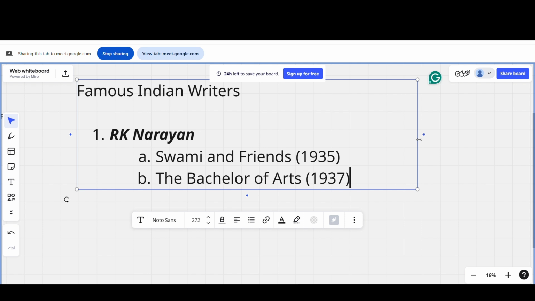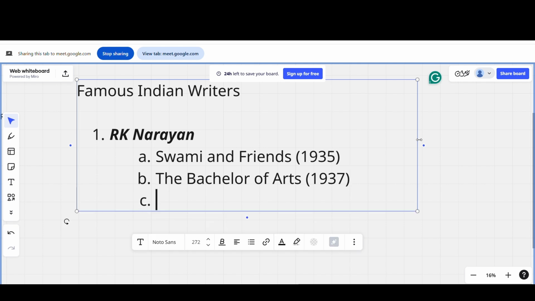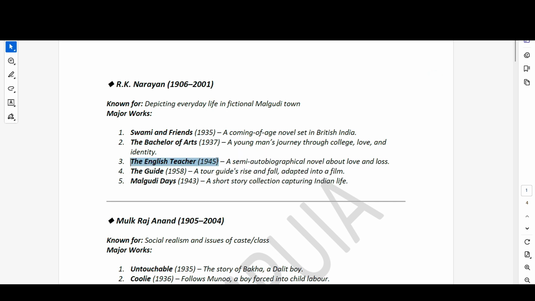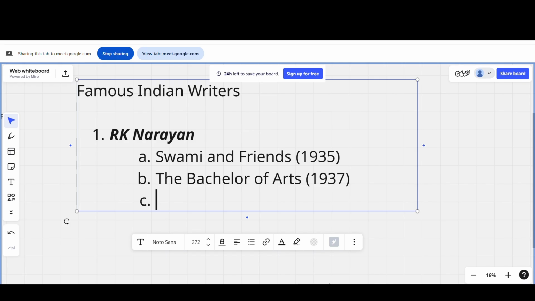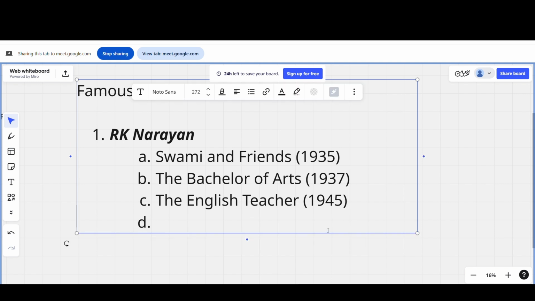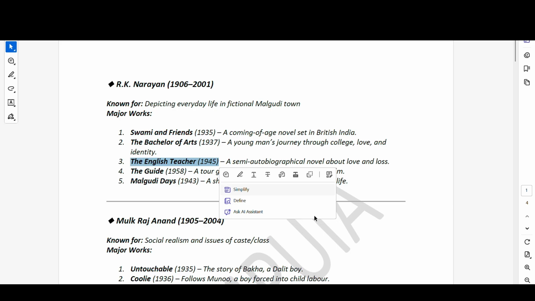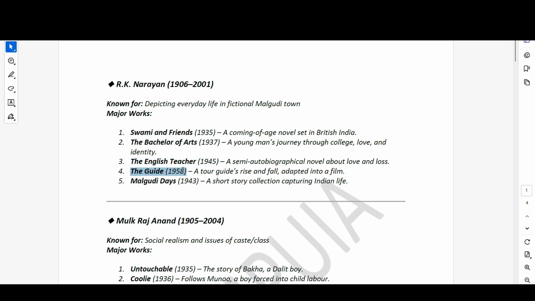Second is The Bachelor of Arts, 1937. Next is The English Teacher, 1945. Memorize all this, or at least have a picture memory. Whenever a question comes like Swami and Friends, just try to remember that it is R.K. Narayan. You have to have some sort of picture memory. Next is what? The Guide, 1958.